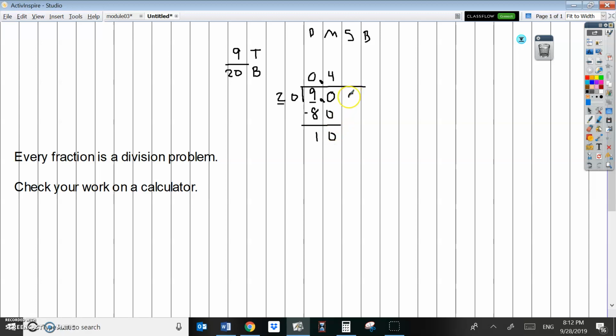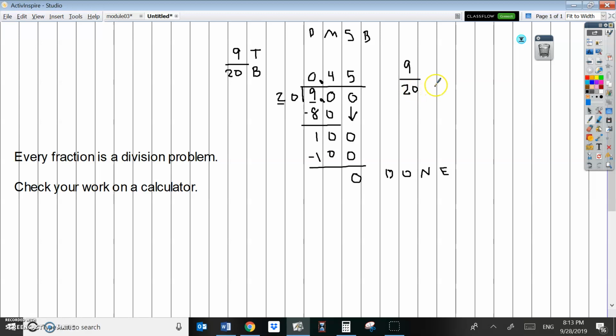And then bring down a 0. How many 20s in 100? 5. Multiply. 5 times 20 is 100. Subtract, and we're done. Done.